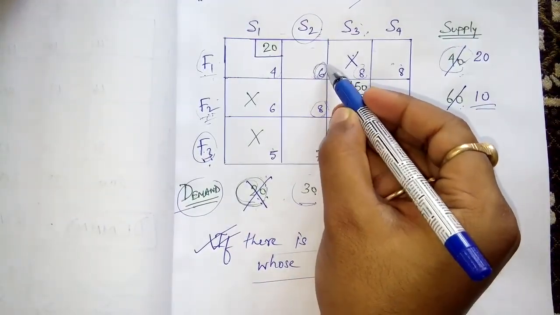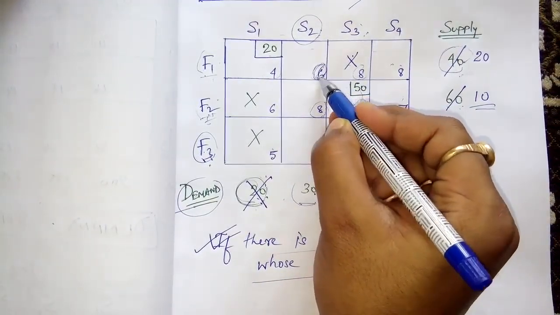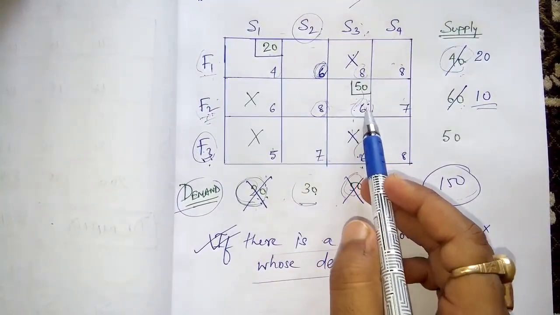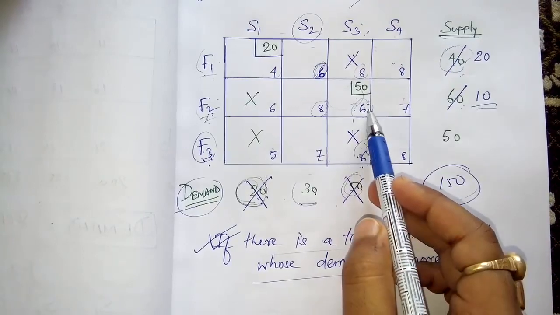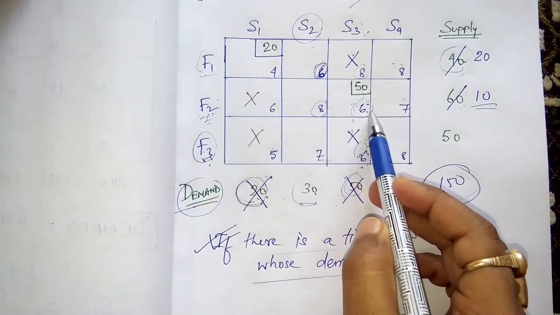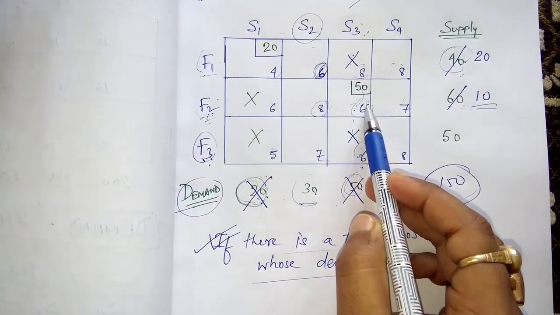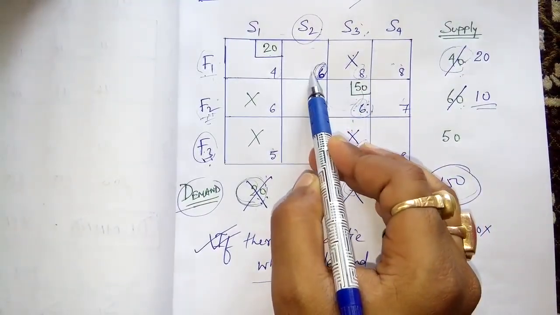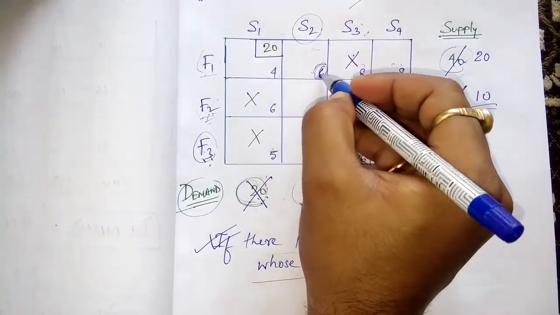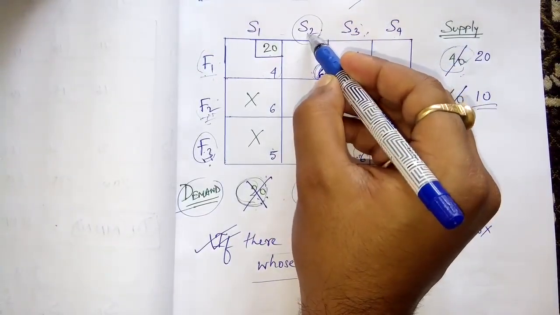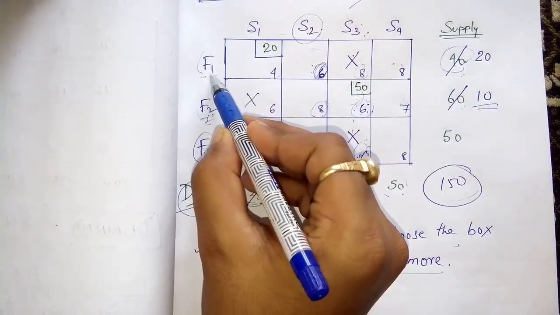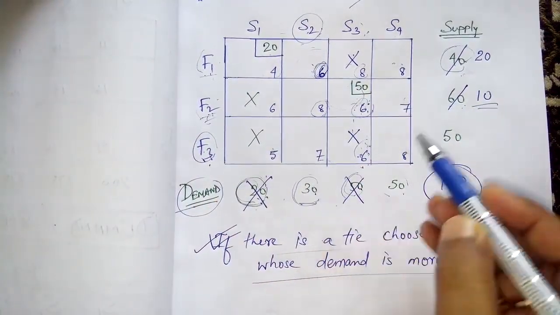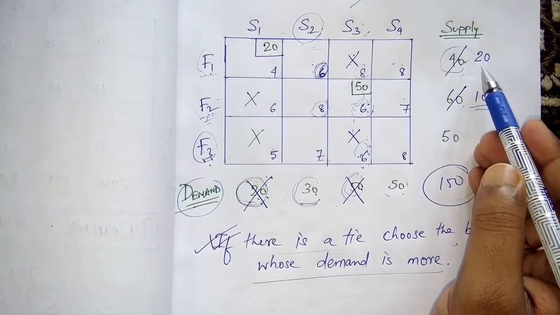Okay, now the least cost method tells you to choose the next lowest box. Of course, now I will move to this 6. Okay, first there was a tie. I have chosen this 6 arbitrarily. Now after doing this operation, I will go to this 6. Now this 6 means the relation between store 2 and factory 1. Okay, see the demand and supply. Demand is 30 but supply is only 20.